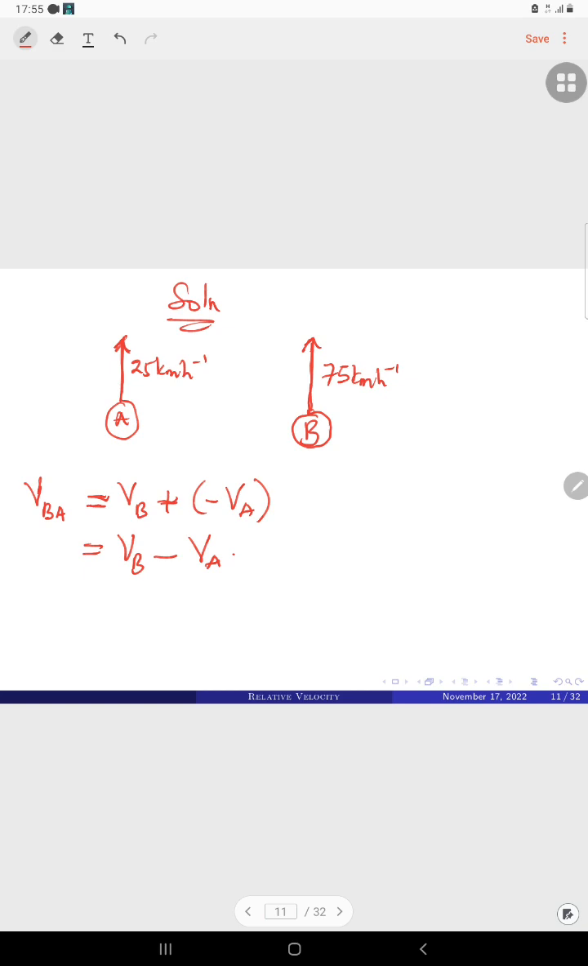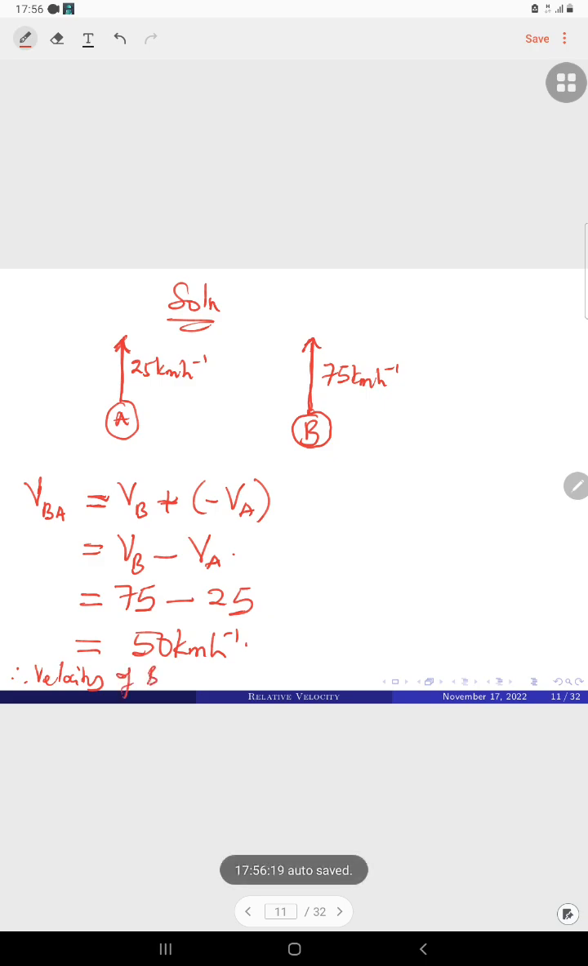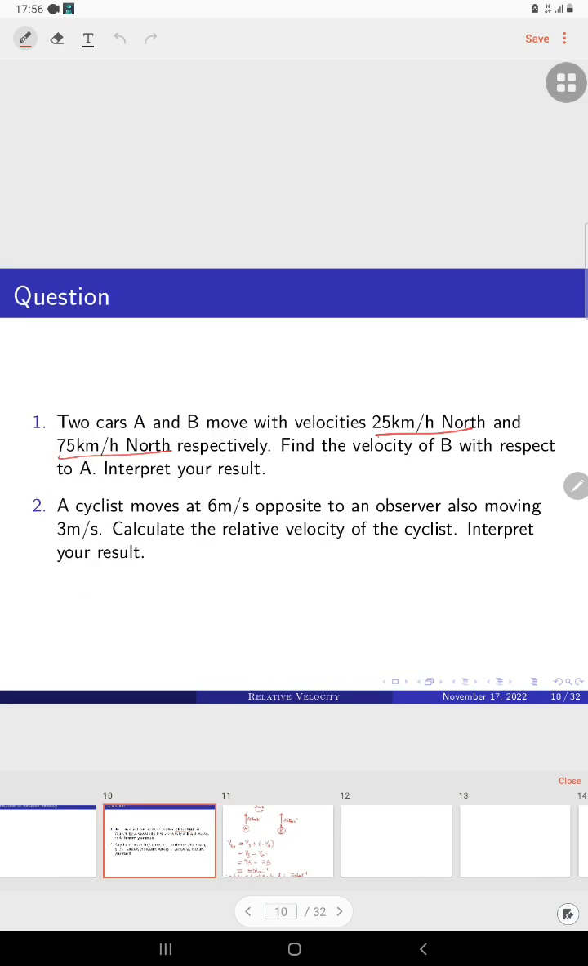The negative is already in the formula. Because both of them are moving due north, we are not going to negate any of them. So it's going to be 75 minus 25. And what do we get? 50 kilometers per hour. So the velocity of B relative to A is 50 kilometers per hour. And we are asked to interpret our results.